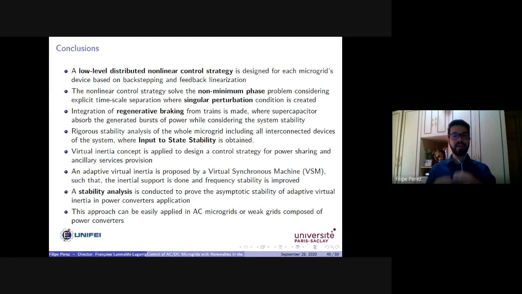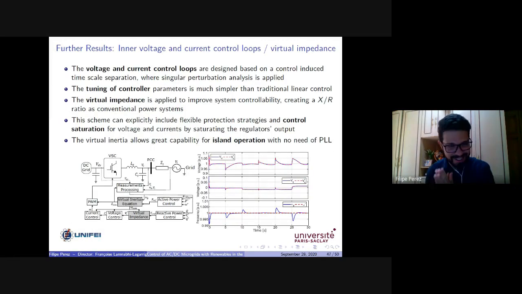A stability analysis is also conducted for the virtual inertia approach, where we can see that the system is asymptotically stable for power converter application, and the AC microgrids and weak grids can have power converters such that we improve the operation of these kinds of systems. Last, we have the further results, which are not brought in the thesis document, but we insert the inner voltage and current control loops and also a virtual impedance such that we improved the performance of control for the microgrid.